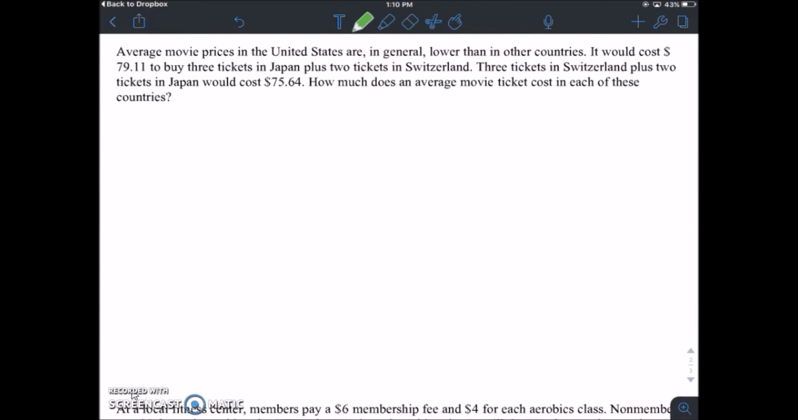Average movie prices in the United States are in general lower than in other countries. It would cost $79.11 to buy 3 tickets in Japan plus 2 tickets in Switzerland. 3 tickets in Switzerland plus 2 tickets in Japan would cost $75.64. How much does the average movie ticket cost in each of these countries? So, we got 2 equations. My 2 equations are: 3 tickets in Japan plus 2 tickets in Switzerland equal $79.11.